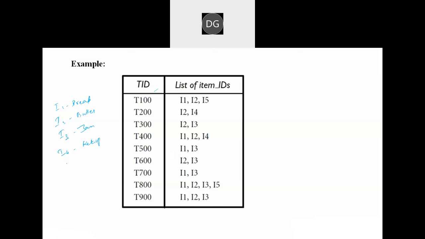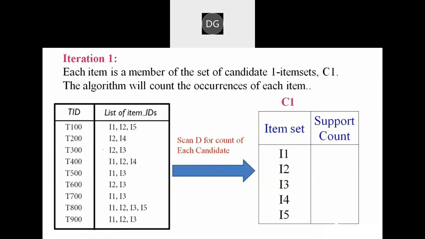Then only 5 items are there: 1, 2, 3, 4, 5 items only. So for the fifth item, what can I take? Milk. Okay, milk also I can take. Five items I have taken. Just for our understanding, I have given names to those item IDs also. Okay, these are the transactions. Now, out of this, as I told, I am having only five transaction IDs.